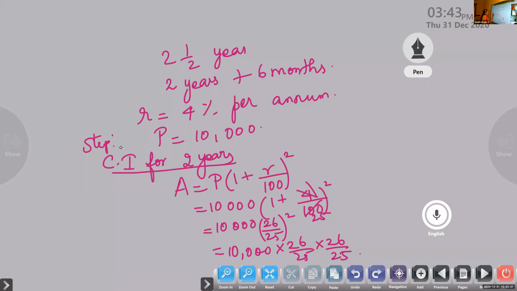When the interest is given annually and some months are left out, if the given time period is not fully in years, then you take the full years and find the compound interest first. Find out what the interest is.